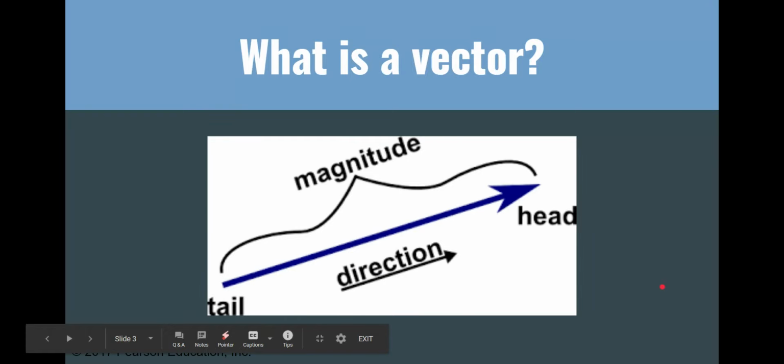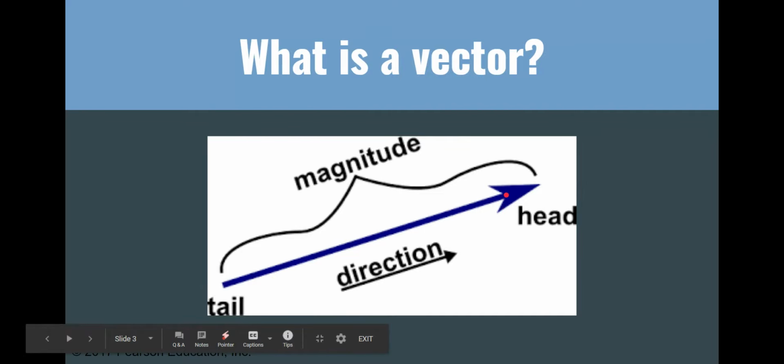So what is a vector? A vector looks like an arrow, but it tells us information about what is happening. So this vector has a magnitude, meaning a length. It tells us some piece of information. Maybe it tells us a distance, could tell us a length, could tell us any variety of information. It is a number that has a unit. And then it also tells us a direction.